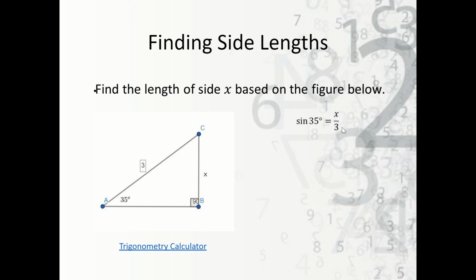Now we're going to get rid of this 3. It's being divided by x, so we're going to multiply both sides by 3. And we get 3 sine 35 degrees is equal to x. Now we have x by itself, so we can enter this part into the calculator. So we'll go ahead and enter 3 sine 35 degrees into the calculator. And when we do that, we solve it and we get 1.72 as our x.